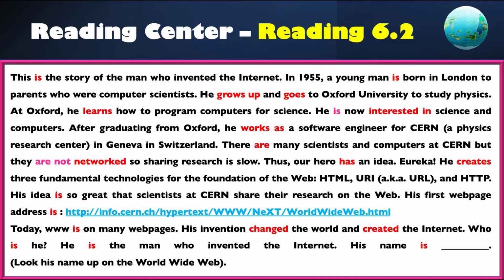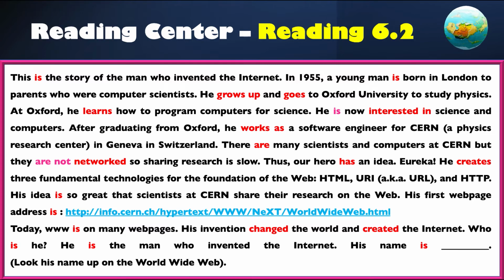This is the story of the man who invented the internet. In 1955, a young man is born in London to parents who were computer scientists. He grows up and goes to Oxford University to study physics. At Oxford, he learns how to program computers for science. He is now interested in science and computers.